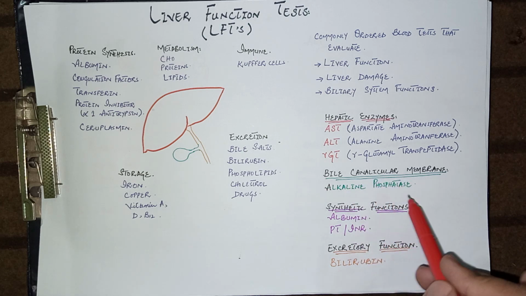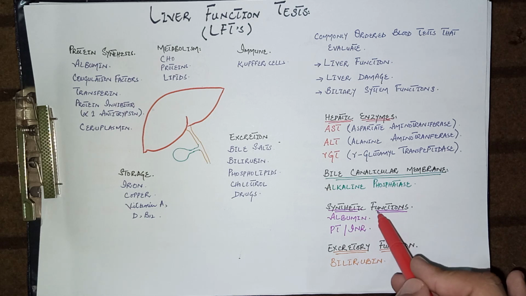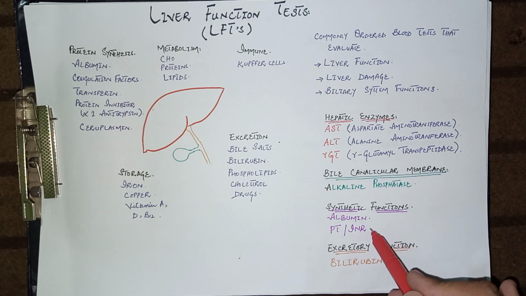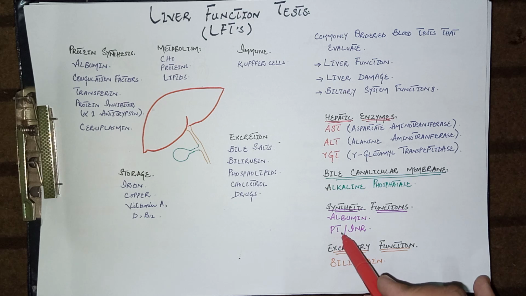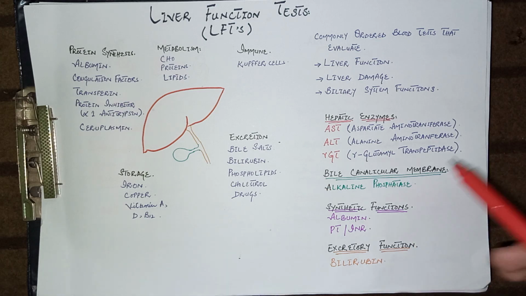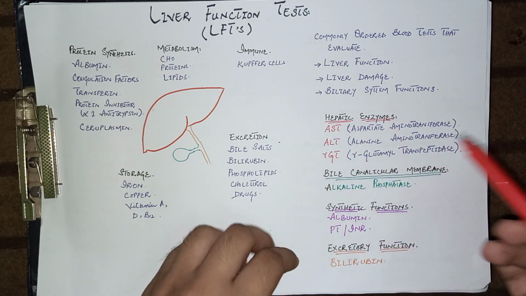The synthetic functions, as we have discussed previously, the liver synthesizes the albumin protein and also synthesizes various clotting factors or coagulation factors which are responsible for this PT INR, that is prothrombin time. In the excretory function, liver is responsible for the excretion of bilirubin. So let's start all these parameters one by one.